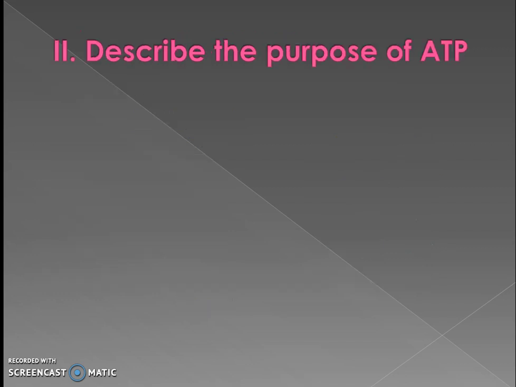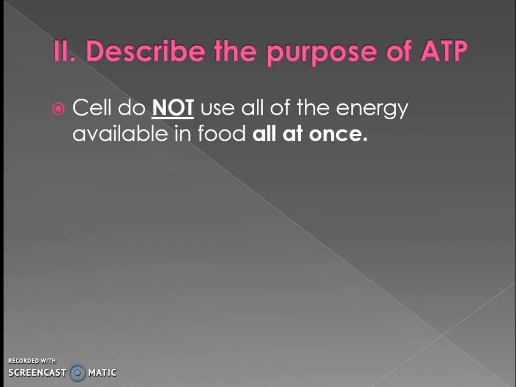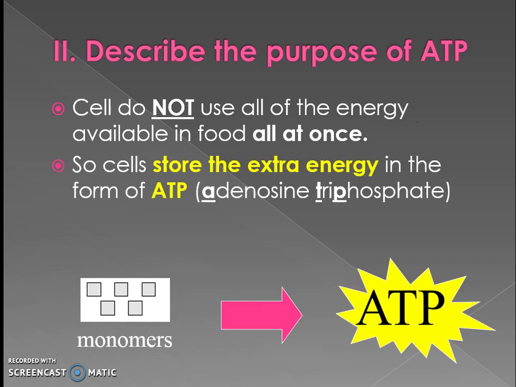Alright, so that's where ATP comes in. The purpose of ATP is because our cells do not use all the energy available in food all at once. That's really important. They actually can't even do it. ATP is the helpful thing that goes in between food and how we use energy. So our cells store the extra energy from food in the form of ATP.